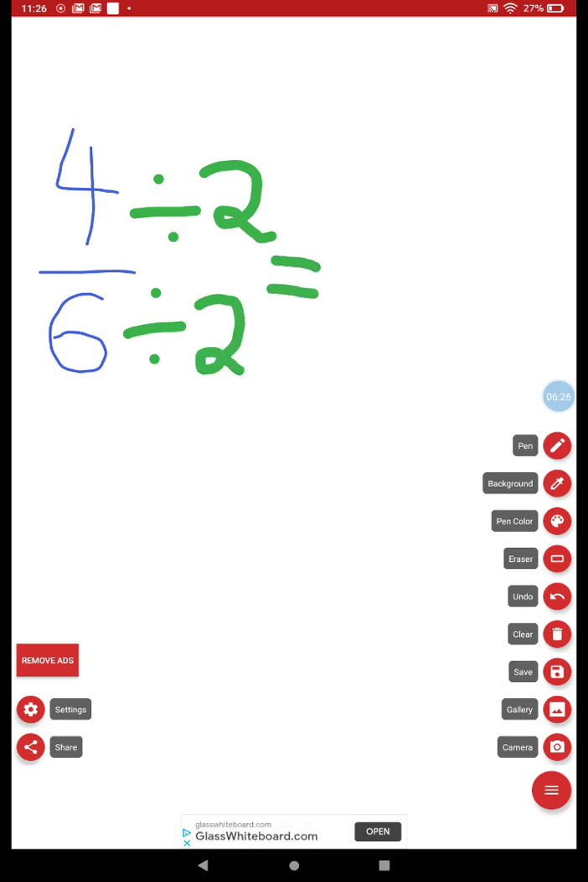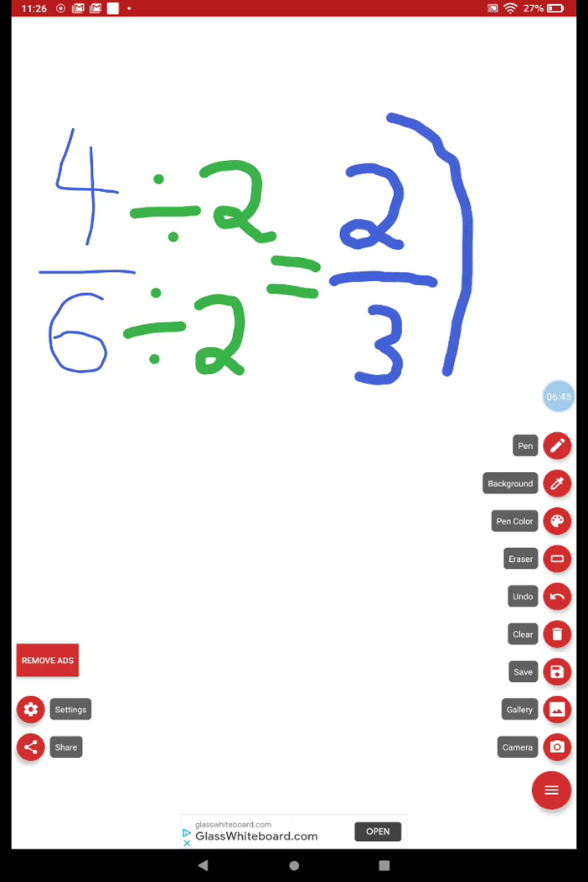All right, guys, let's crunch the numbers. 4 divided by 2 is 2. Fraction bar. 6 divided by 2 is 3. Hey, do you see how that's the same fraction we got when we used the rainbow fraction bar? 4/6 in lowest terms is 2/3.